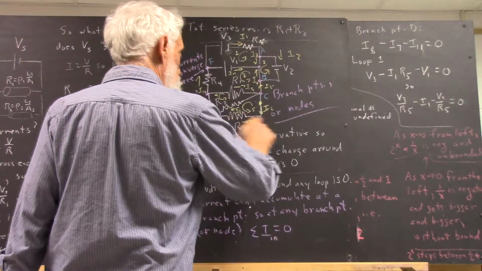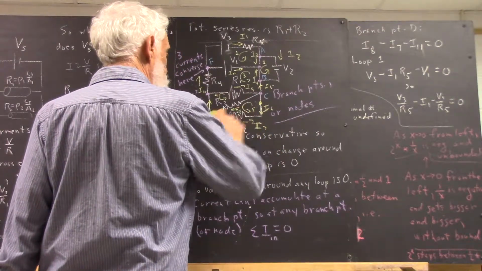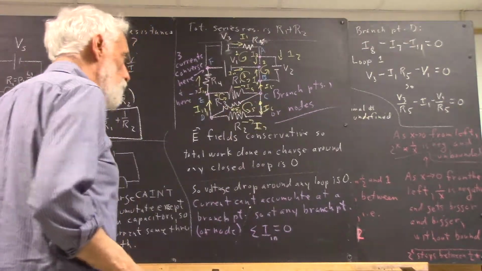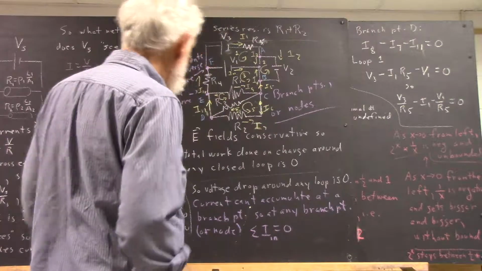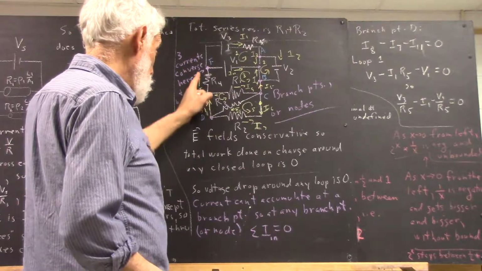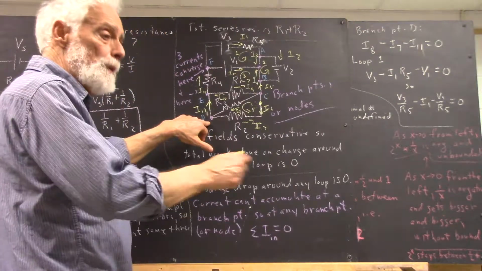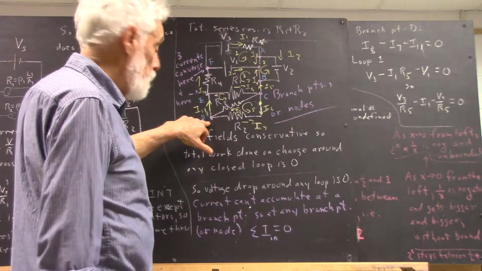This is I7, goes this way. This is I8. I had to write that pretty small. And I've got the head of the arrow going this way, so I've assumed I7 goes this way, I8 goes this way, and I have an I11 here. Okay. Three different currents, some coming in, some going out of this branch point.